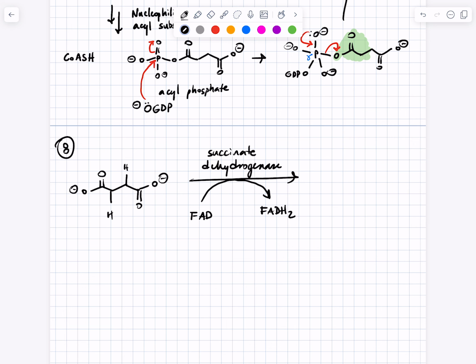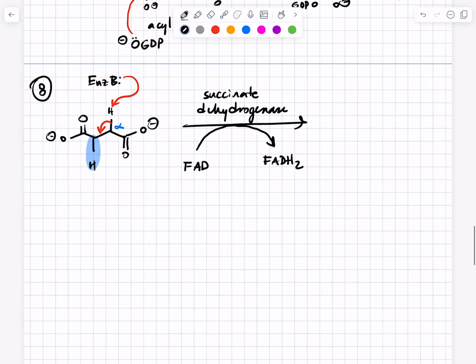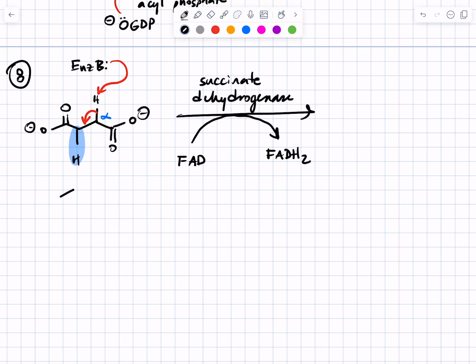The mechanism is basically going to have a basic group in the enzyme side chain remove one of these alpha protons. At the same time, electrons are going to kick down, and we're going to eliminate this hydride. Now, hydride is not a good leaving group, but it can be kicked off if the oxidizing agent stands there really close and ready to receive the hydride.